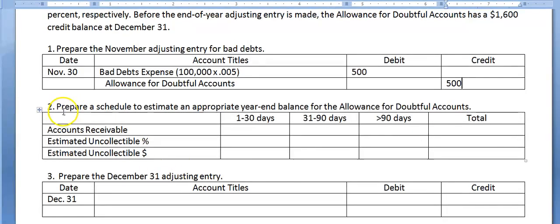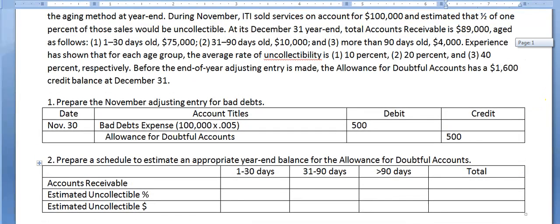So now we want to prepare a schedule to estimate the appropriate year-end balance for the allowance for doubtful accounts. In other words, how much do we think we will not collect of the total amount of $89,000 owed to us? So we're going to fill out this aging schedule. In the 1 to 30 day category, it said $75,000 is owed to us. In the 31 to 90 day category, $10,000. In the more than 90 day category, $4,000.